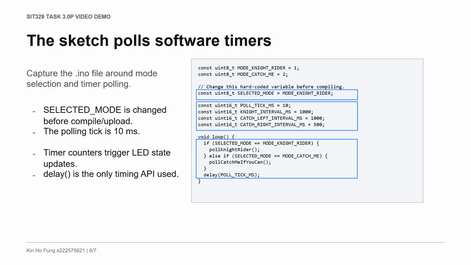Each polling function adds 10 milliseconds to its software timer counters and checks whether a timer has expired.